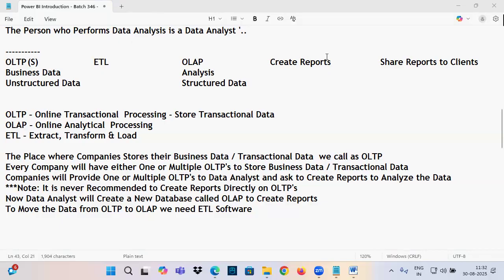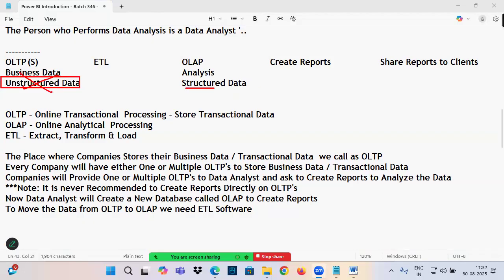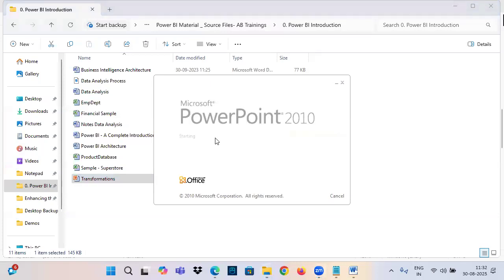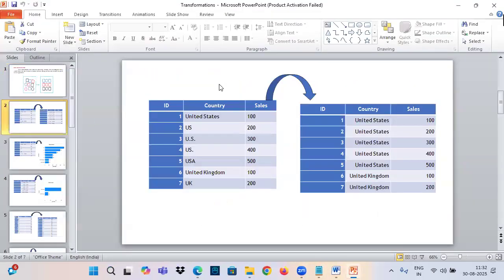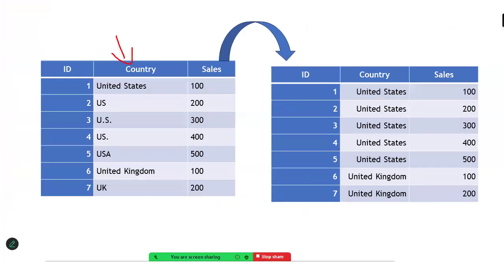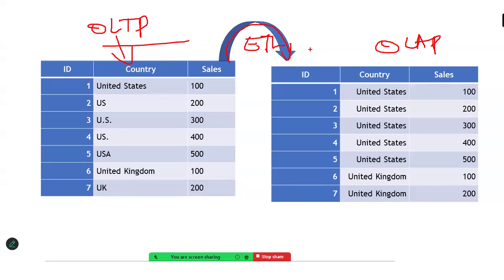Okay. Now, what we are trying to tell is, we will try to understand what is unstructured data and what is structured data. Let me show you with an example. I'm just going to open one slide here. This is the slide. Look at the slide. This is how the data will be in the OLTPs. The first table is in OLTP. The second table is there in OLAP. This data will move from OLTP to OLAP using what software? ETL. ETL only.